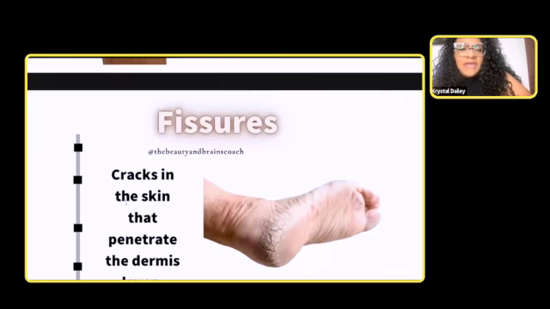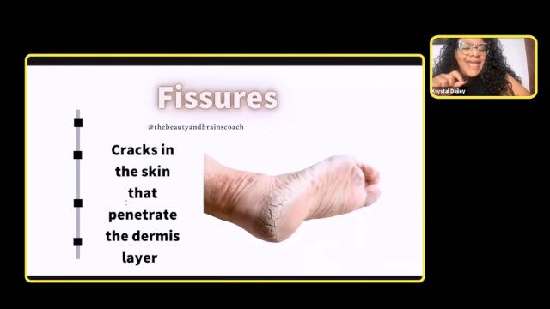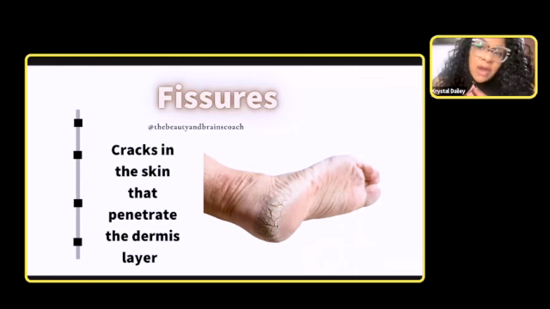All right, next we have fissures. So fissures are going to be cracks in the skin that can penetrate all the way down to the dermis layer. So the cracks begin in the epidermis, in the dry portion of the skin. But if you don't keep your skin moisturized, if you don't keep your skin hydrated, those cracks are going to burrow deeper and deeper into your true skin. And then that's where it hurts.